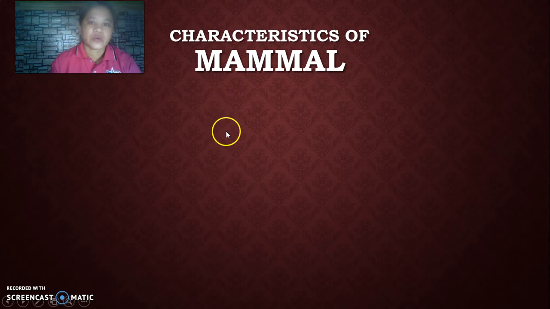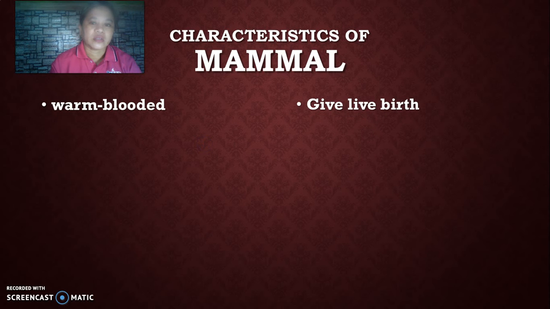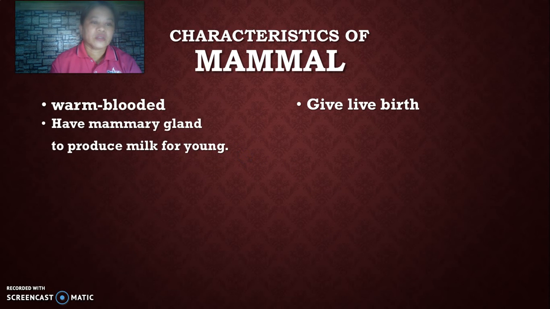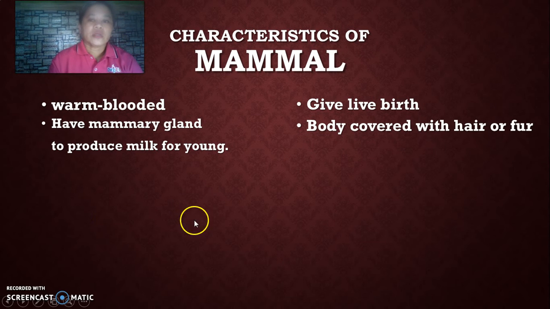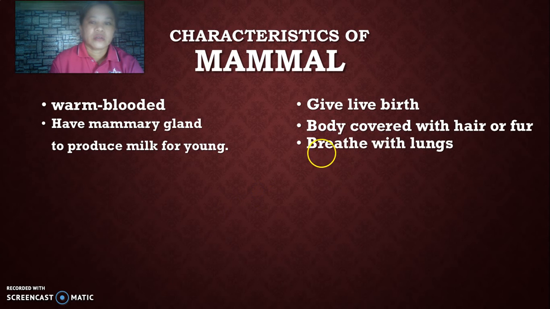Another is the characteristics of mammals. Mammals are warm-blooded animals. They give live birth, except for the monotreme mammals. Mammals have mammary glands to produce milk for their young. Mammal, from the Greek word mamma, means milk. The body is covered with hair or fur and they breathe with lungs.